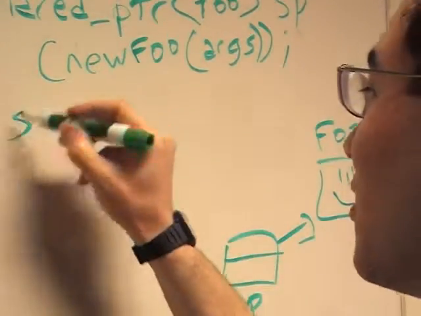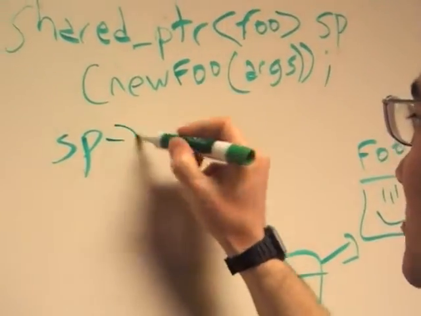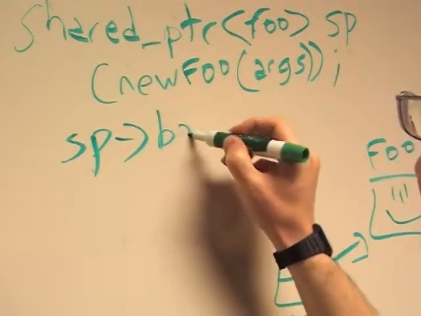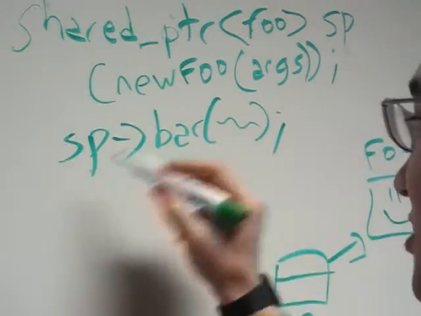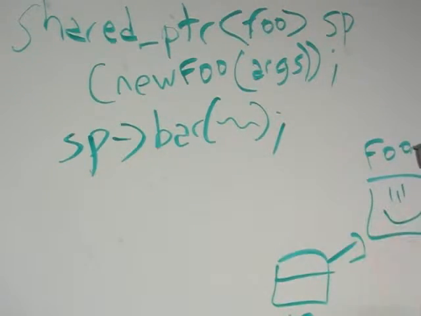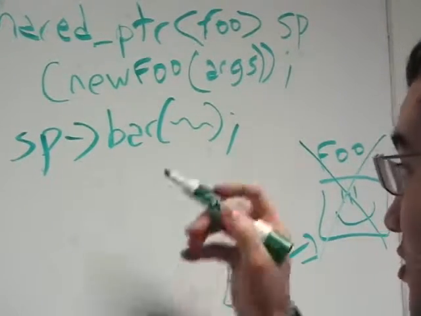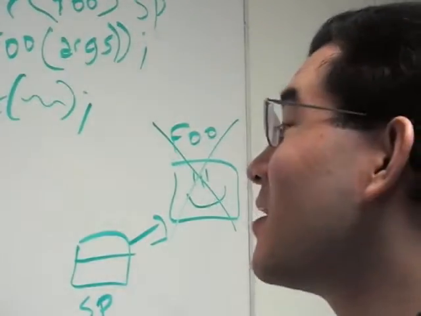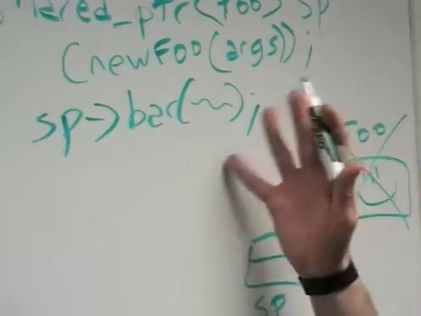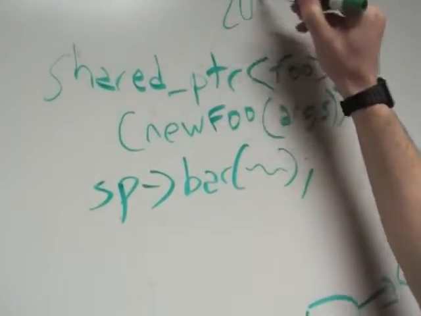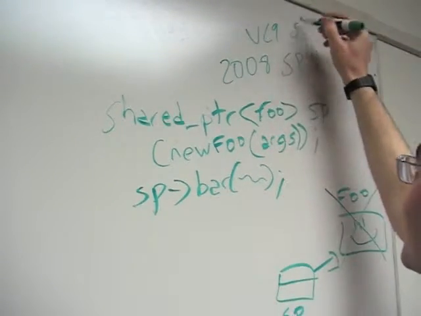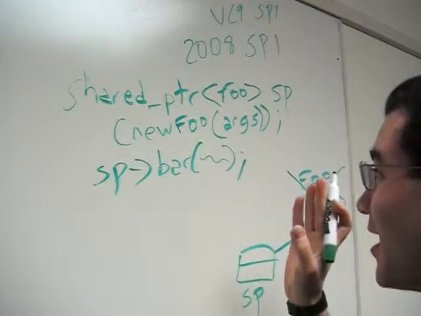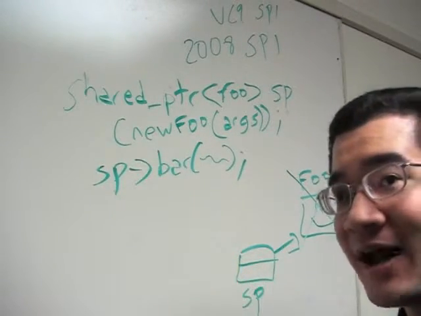Then you can go use it. So if Foo has a member function bar, you can say sp arrow bar, give it some more arguments, it'll go do its thing. And then when the shared_ptr goes out of scope, it's going to delete the Foo, goodbye Foo, for you. So you don't need to say delete p in your source. And this is what we shipped in 2008 SP1, or VC9 SP1 as I like to call it, because it's short. And this is what TR1 provided.